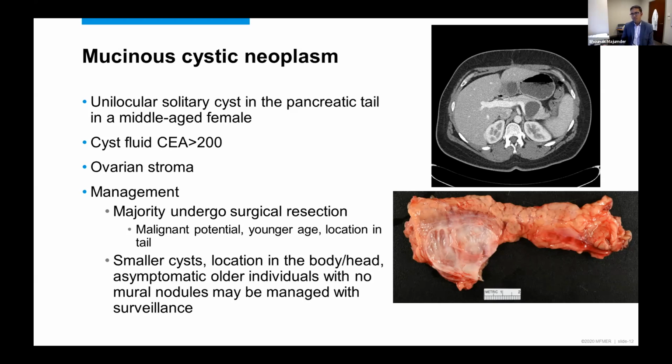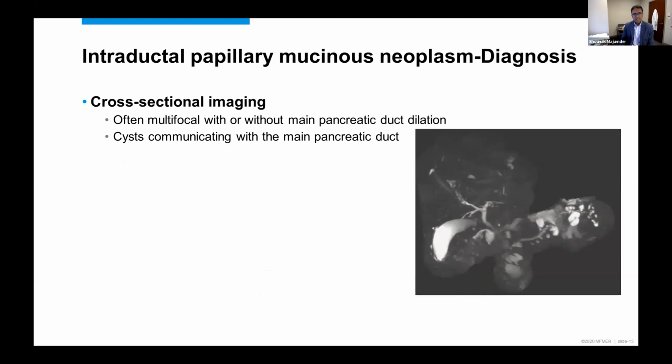And then for some smaller cysts that are located in the body or the head, in asymptomatic older individuals, may be managed with surveillance. Intraductal papillary mucinous neoplasms are the other category of mucinous cysts. And on cross-sectional imaging, these lesions are often multifocal. As you can see here, this is an MRCP image. You can actually see numerous small and large cystic lesions all over the pancreas in this particular individual.